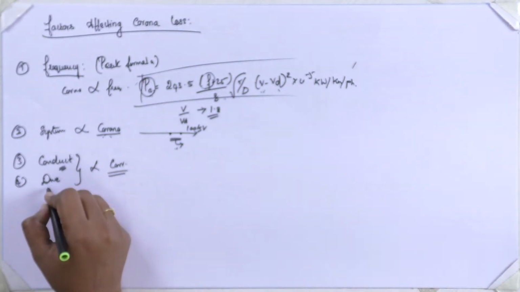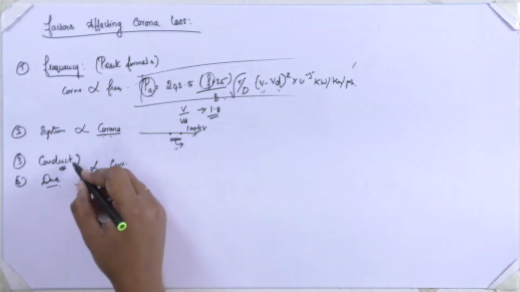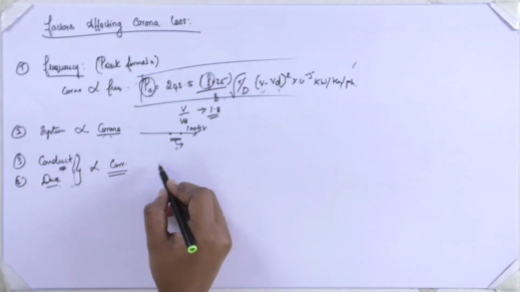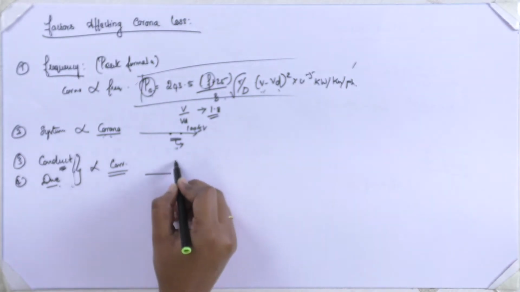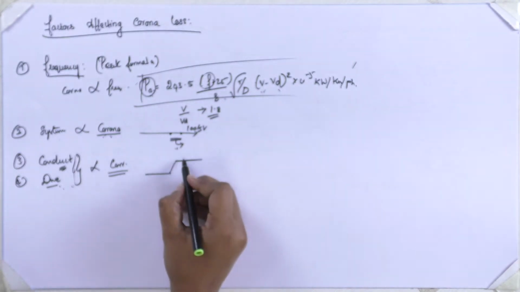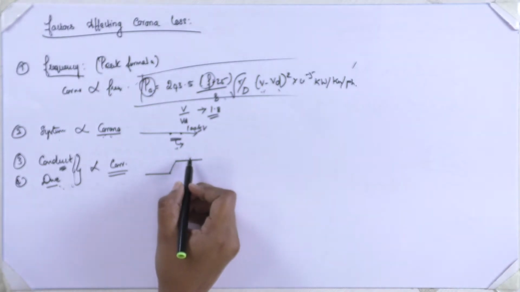And the density of the air. So the conductivity and density, these two play a major role as atmospheric factors of the landscape, that is, at sea level and above sea level. Above sea level, the density of air is high, so the corona loss is also high, and the conductivity of air is also high in the hilly regions.